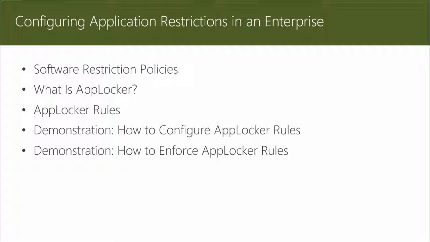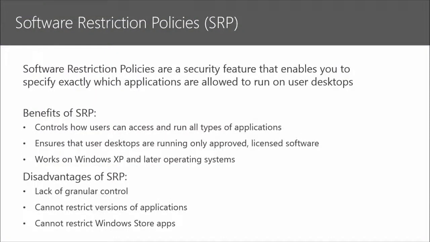Okay, so we'll go on to the next section called application restrictions. There are two different ways to restrict applications. We've got SRP, Software Restriction Policies, and AppLocker. SRP came out with XP, so that's been around for a long time, and it enabled people to allow or block applications. I'll do a demo here where we see the different rules you can make.